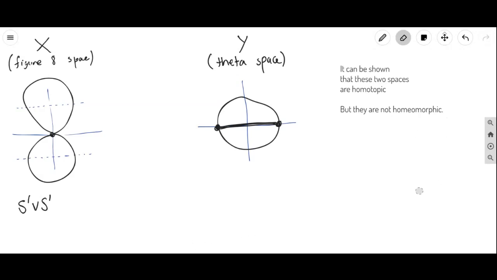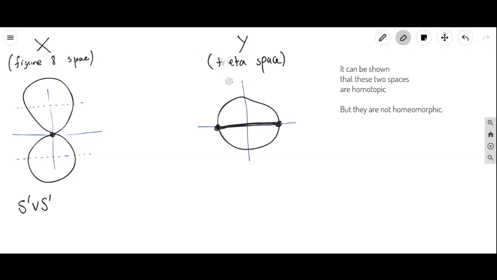Now, why are they not homeomorphic? If you want, you can pause the video, maybe for a minute, and see if you can come up with a very simple one-liner argument for why these two spaces are not homeomorphic.